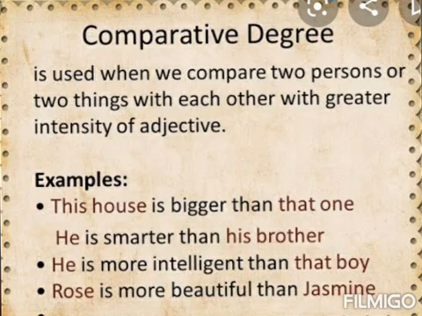This house is one house and that one is another. So we are comparing two houses over here and bigger is the comparative degree used. He is smarter than his brother. Smarter is the comparative degree over here. He is more intelligent than that boy. So more intelligent is the comparative degree. Rose is more beautiful than jasmine. So rose and jasmine are two different flowers and we are comparing both of them. So more beautiful is the comparative degree.